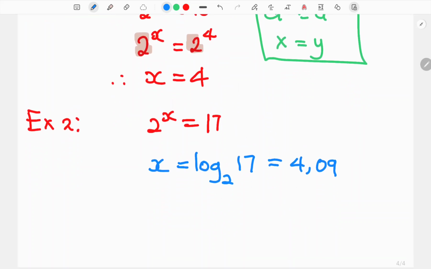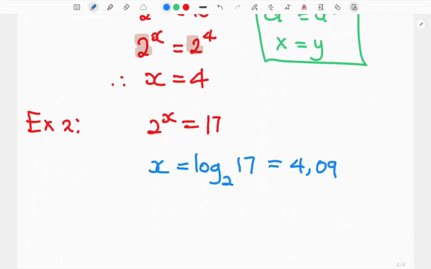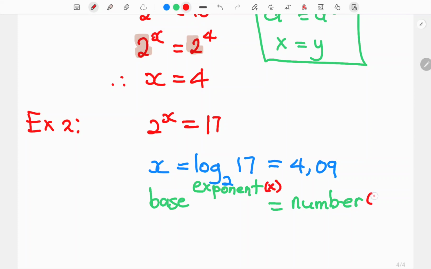But how did I convert here? Let me just remind you how we did that. Let me get the green pen. We had a base, and then we had an exponent, right? We had a base which was 2, an exponent which was x, and a number which was 17. Let me write it down in brackets so that you can follow with me.